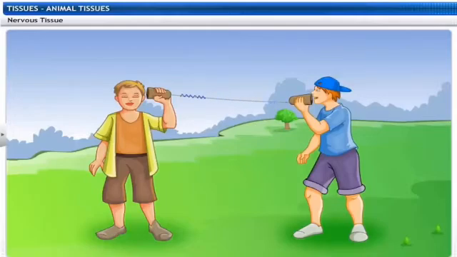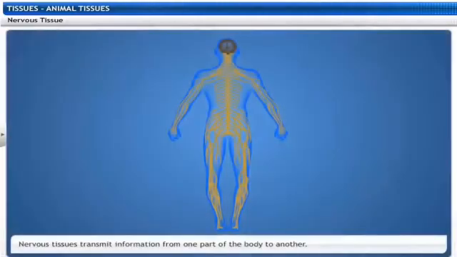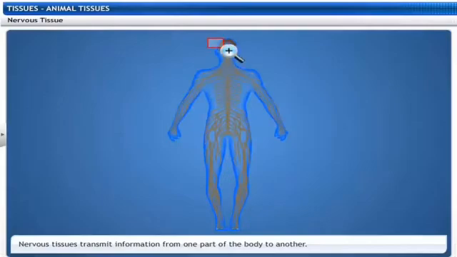Now here we can easily observe that one individual is speaking and the other individual is listening through a string or wire that has been connected. So the wiring is necessary for the transmission of information from one individual to the other. Exactly in a similar way, such kind of wiring is there in the human body also. And that wiring system is nothing but the nervous system, focusing on the nervous tissue. So this nervous tissue transmits information from one part to the other part.